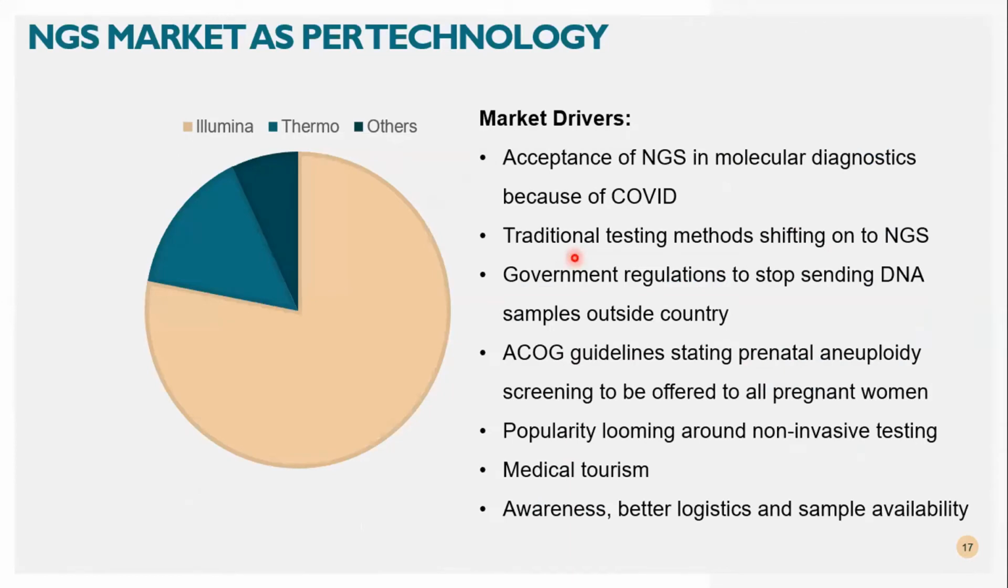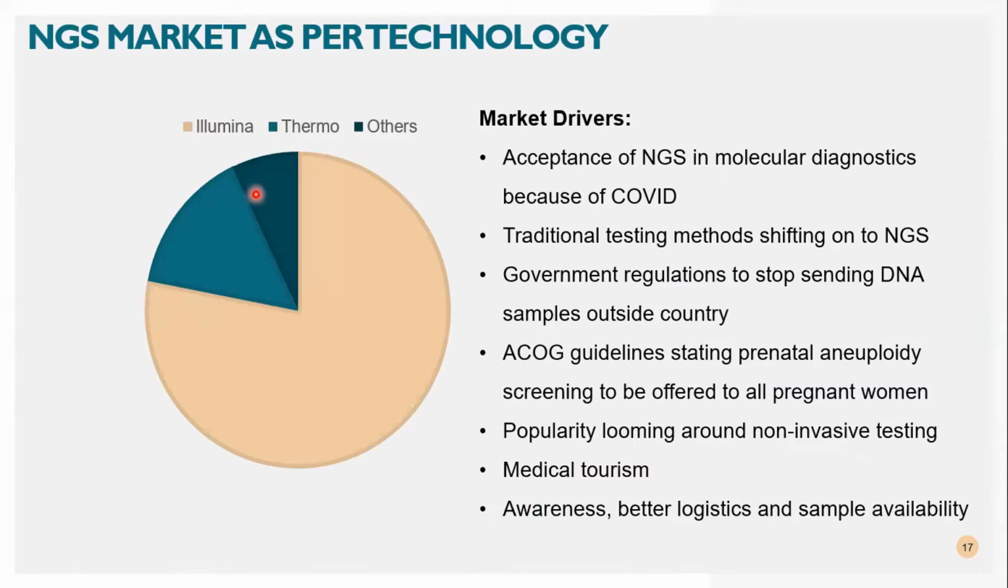So you see, Illumina is a major player, with 78% of the market samples done on Illumina sequencing technology. Thermo is the second one, which caters almost 15% of it, and then the rest are other applications.